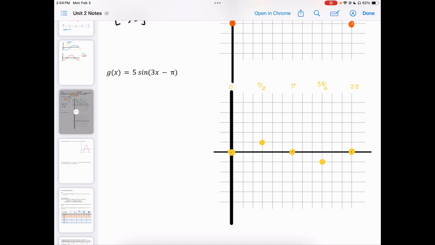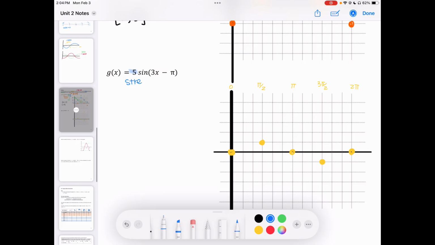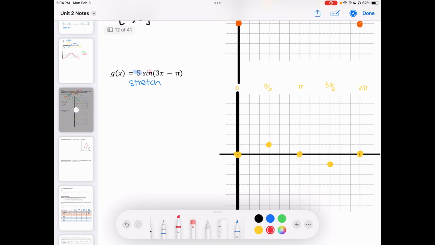All right. Let's go ahead and mark what everything's going to do. So that 5 is going to stretch. That 3 is going to determine the number of periods.